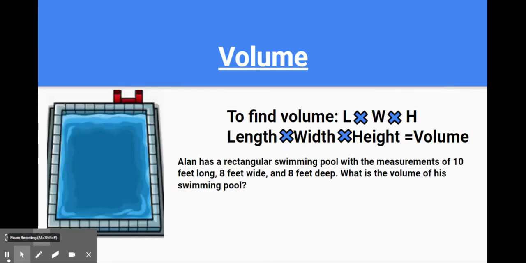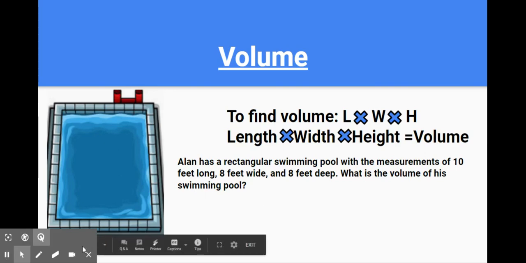Let's look at a practical situation involving volume. Remember, to find the volume, we multiply the length times the width times the height. Alan has a rectangular swimming pool with the measurements of 10 feet long by 8 feet wide and 8 feet deep. What is the volume of his swimming pool? All right, so we're just going to plug our numbers in. First, let's write our formula.